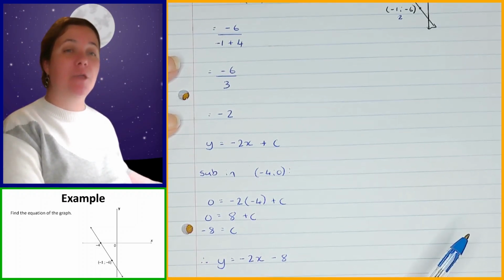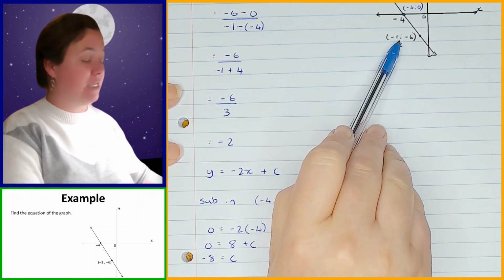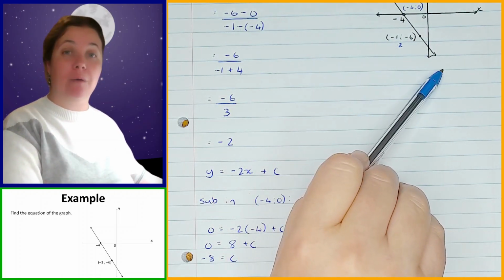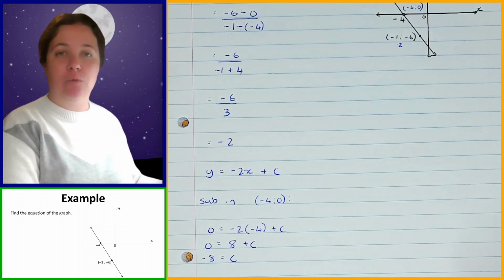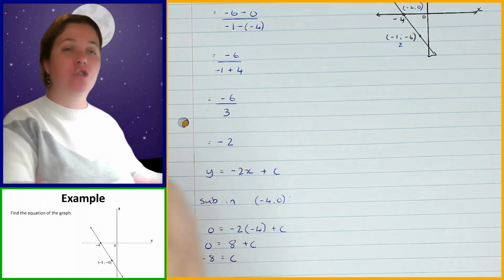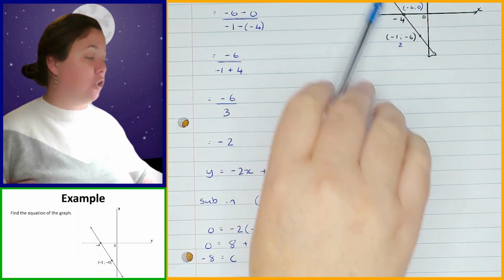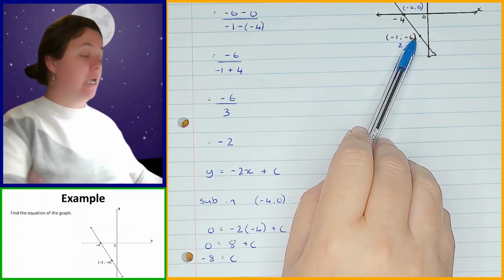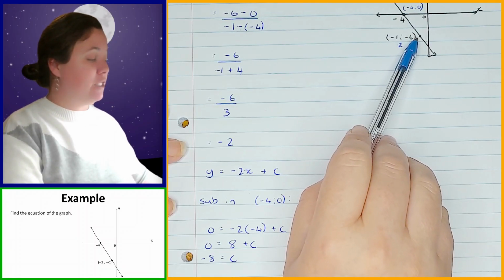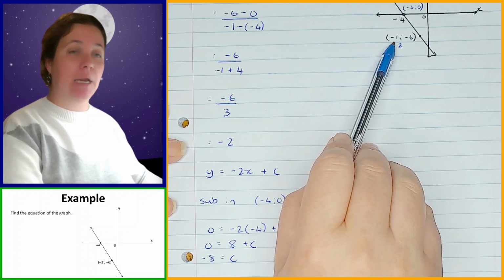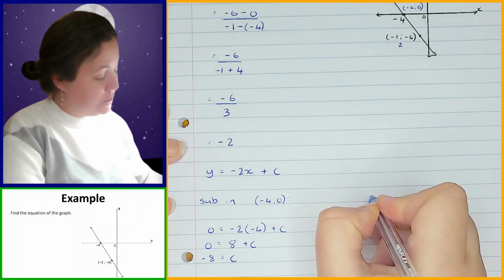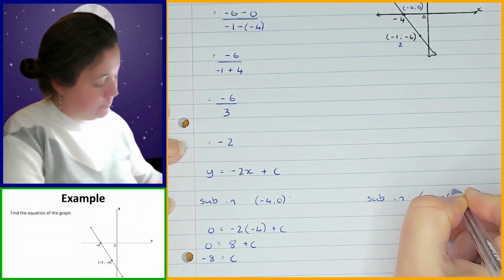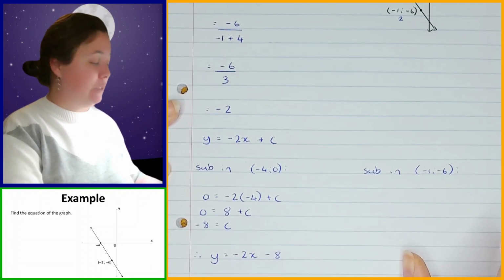Okay, so that's if I substituted in this point over here. But now I had another point that I could have used as well. I could have used this point over here. As long as I'm using a point that is on the graph that I'm working with, I can substitute the x and y values into that equation. I can't use another point somewhere else that is not on this graph. But as long as it's on the graph, I can use the coordinates for that point. So this point over here has the coordinates -1, -6. So I could also have used that point.